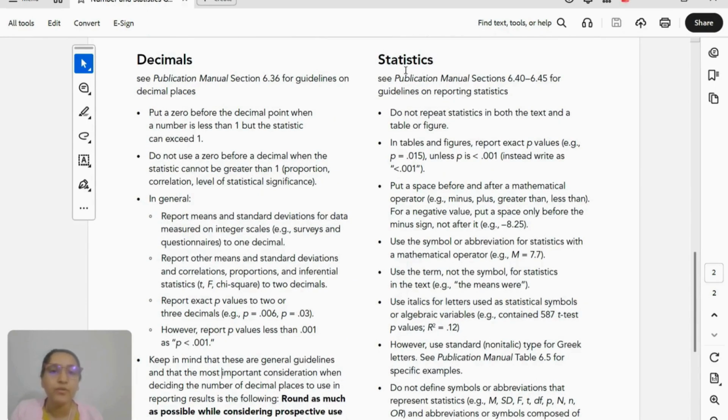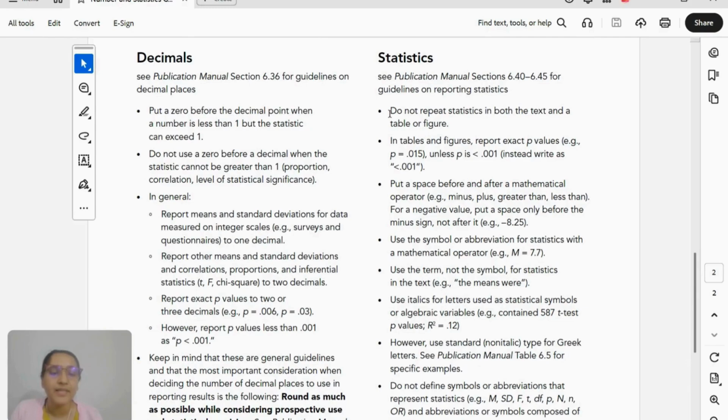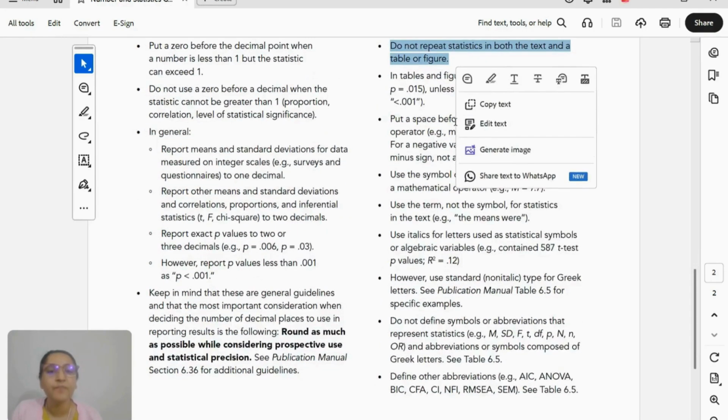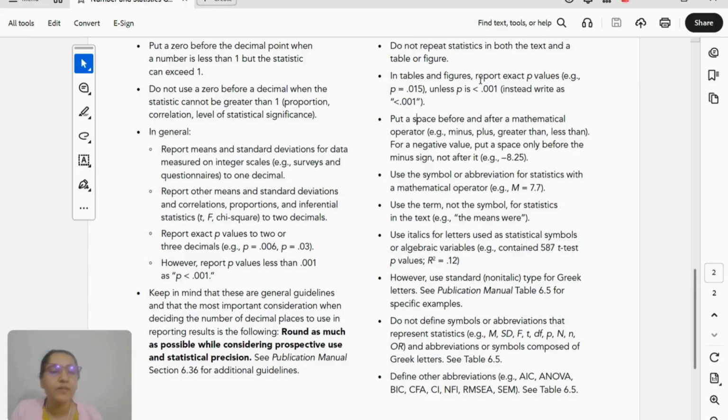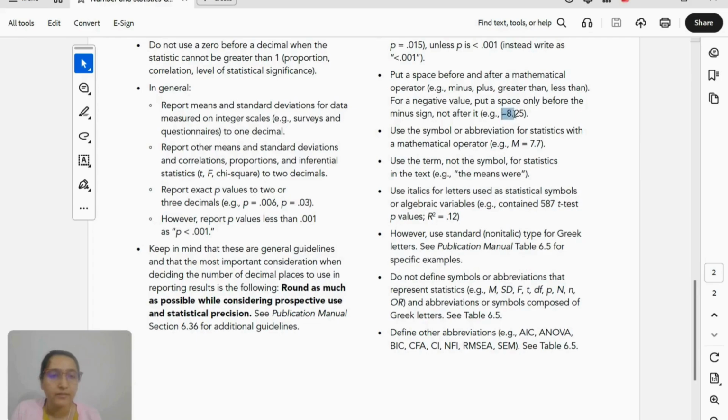Okay, and then when we go to statistics, it says do not repeat statistics in both the text and the table or figure. In tables and figures, report exact p-values unless p is less than .001, we already said that, right? Put a space before and after a mathematical operator. That I think is really important. And for a negative value, put a space only before the minus sign, not after the sign. Just like here, down here.